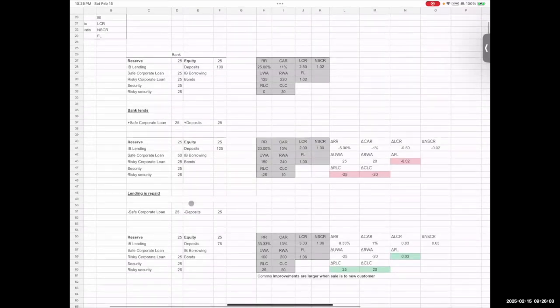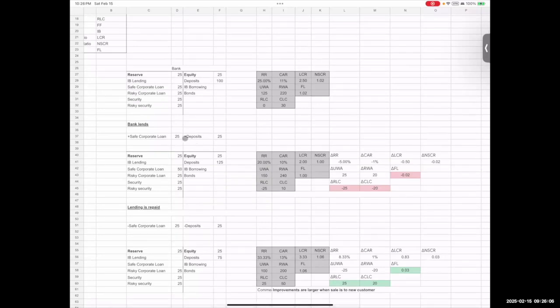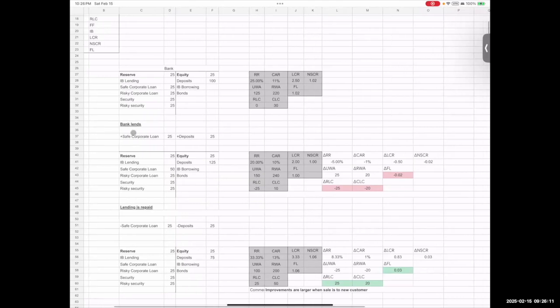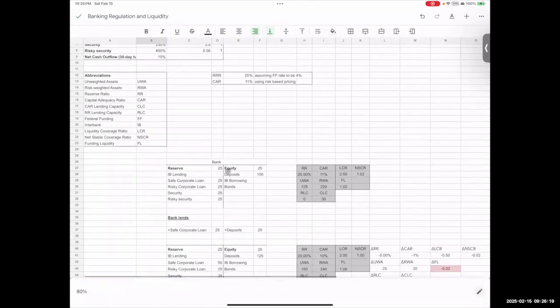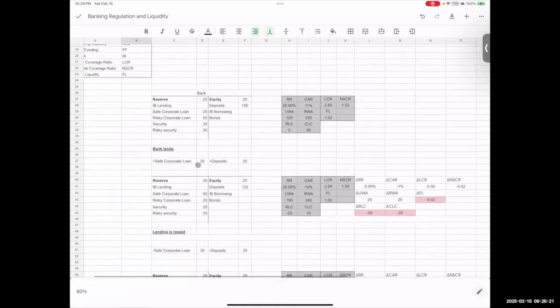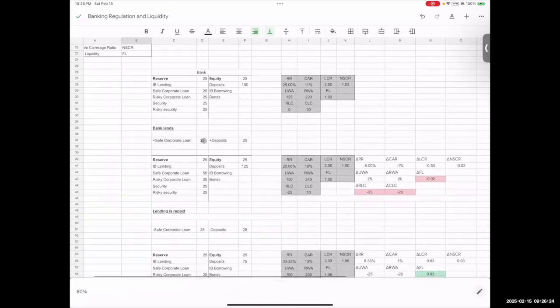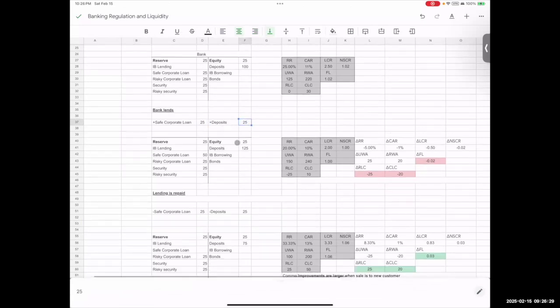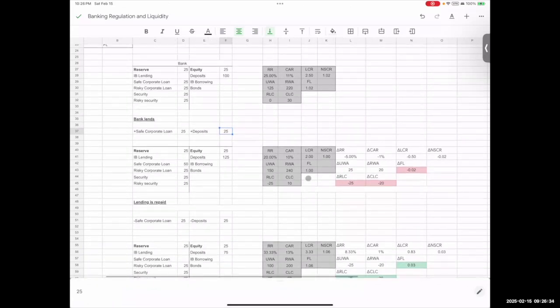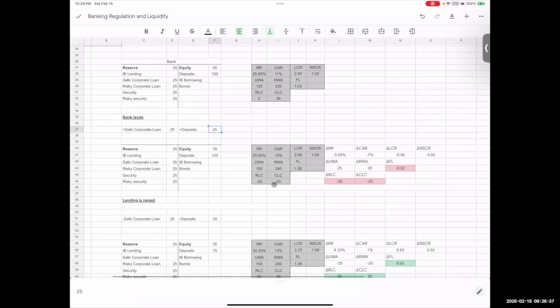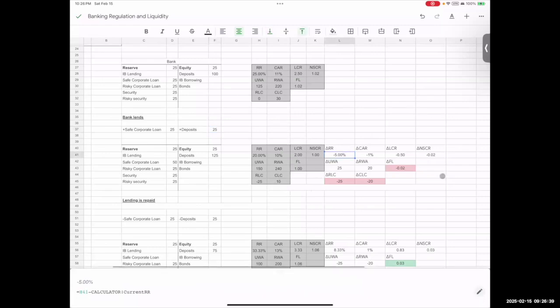So let's take two operations of this bank, simpler, more standard things. Let's have this bank lend to a corporation. This is a safe loan, which has a low risk weight of 80%. Obviously the loan is going to show up on the asset side, and the deposit is going to show up on the liability side. Then we get this little calculator, as Sam calls it, to work, and we see what ended up happening with each of these parameters.